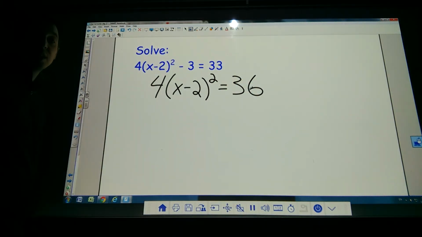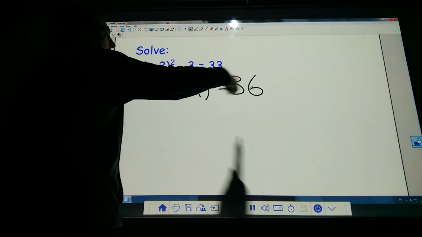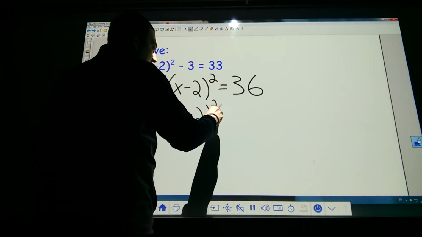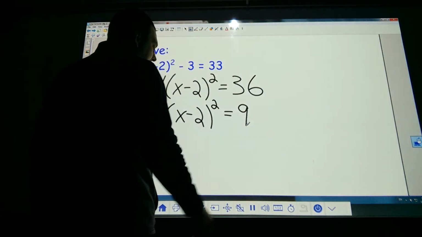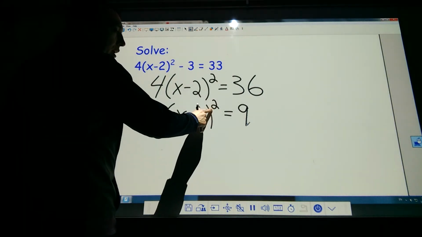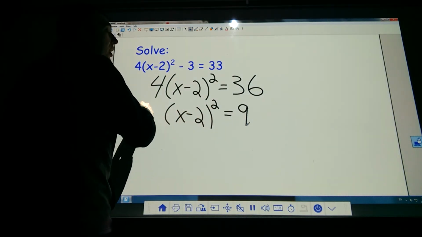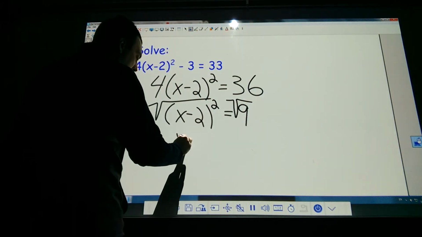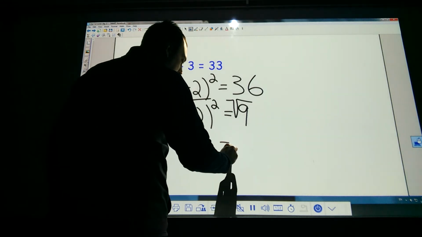Now what do I need to get rid of next? The 4. Divide both sides by 4. X minus 2 squared equals 9. Now, how do I get rid of the squared? I'm going to take the square root of both sides. X minus 2 equals 3.